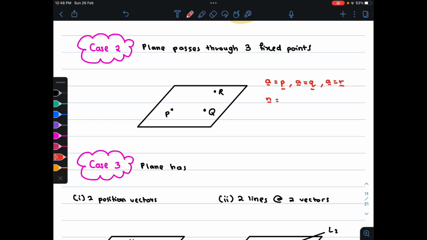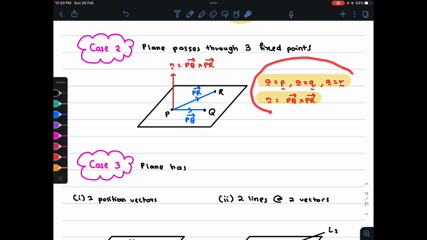Next, we need to find the normal vector by using the vector product. This is vector PQ and this is vector PR. Therefore, one of the normal vectors that we can get from this is by doing PQ cross PR. So depending on your vector A and vector N, you can have many answers for the equation of a plane.